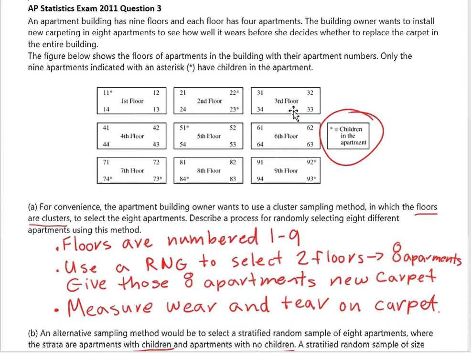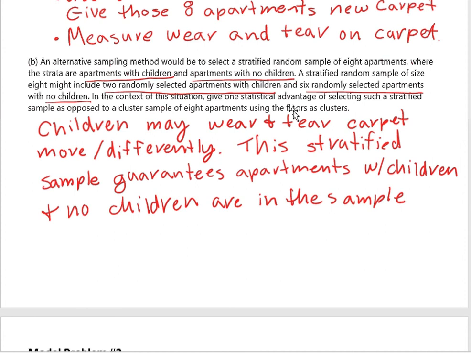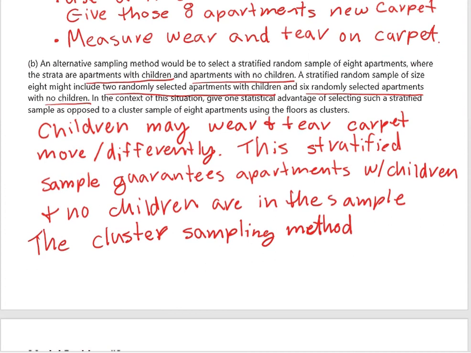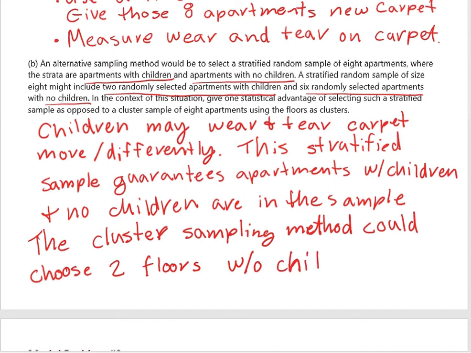So here, the cluster sampling method could choose two floors without children. Right? And that's it. That's all that you need to have to get full points on this problem.